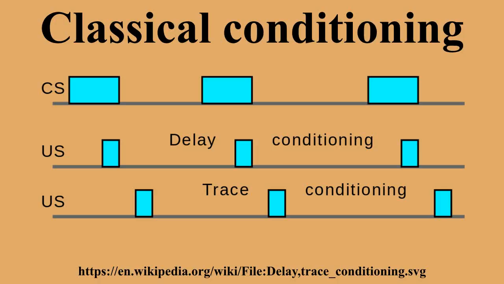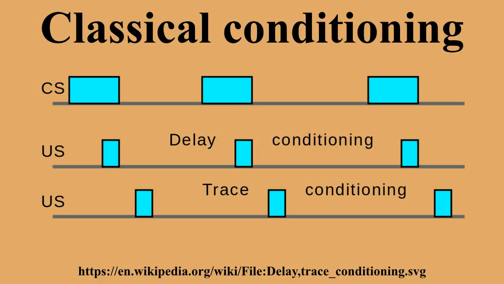Latent inhibition. Latent inhibition refers to the observation that it takes longer for a familiar stimulus to become a CS than it does for a novel stimulus to become a CS, when the stimulus is subsequently paired with an effective US.